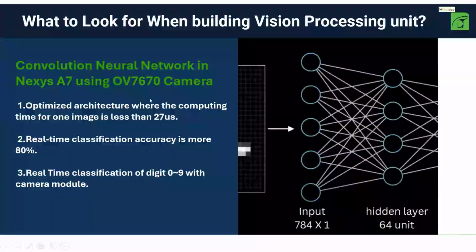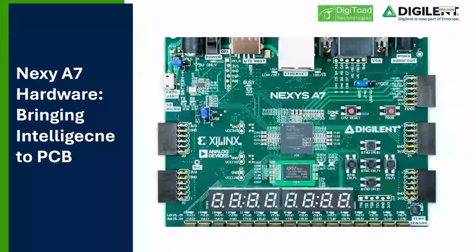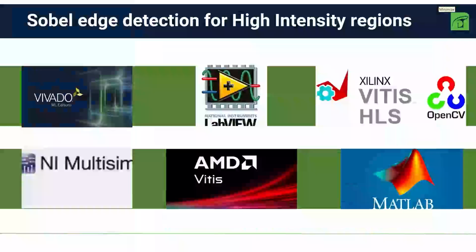In the optimized architecture, the computing time is less than 27 microseconds, that's how fast the prediction layer detects and passes the input values to this convolution neural network. The classification accuracy is more than 80%. The accuracy of our camera in the CNN architecture is more than 80%, and it can compute the digits 0 to 9, and the frame will freeze and show you the output of this convolution. This is the Nexys A7 hardware which we are using.